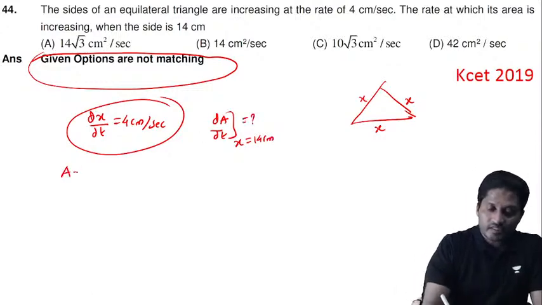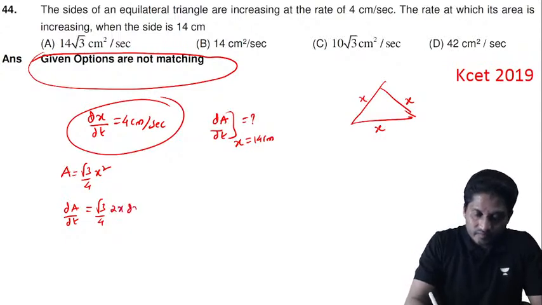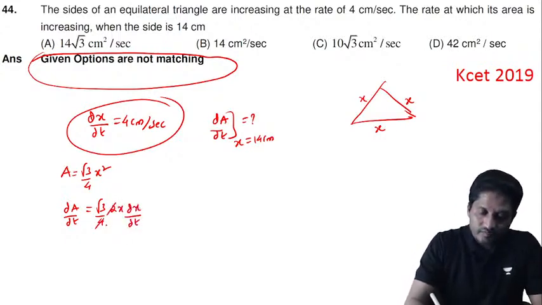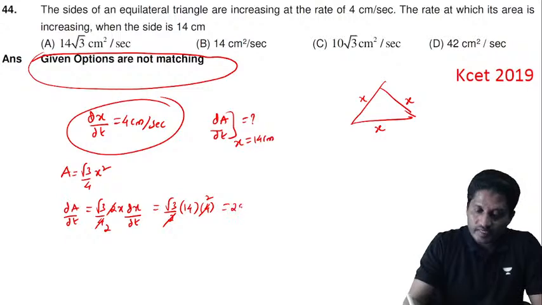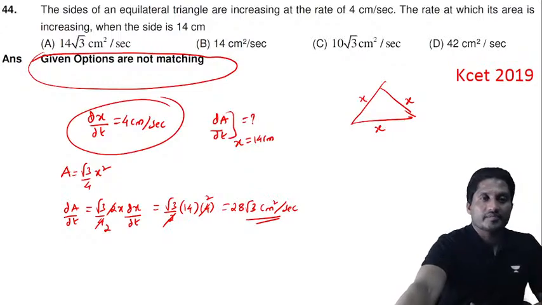Area of an equilateral triangle is root 3 by 4 side square, right? Now if I differentiate, dA by dt is equal to root 3 by 4 into 2x into dx by dt. The 2 will cancel with the 4 two times, so this is root 3 by 2. Okay, x is equal to 14 and dx by dt is 4. This will cancel two times. You will get 28 root 3 area, right? Centimeter square per second. That's why options are not matching. So it should be 28 root 3 centimeter square per second.